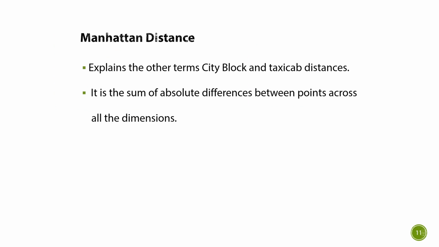Now, the next distance measure is Manhattan distance. It is the sum of absolute differences between the coordinates. It is also called rectilinear distance, city block distance, or taxicab distance. We use Manhattan distance if we need to calculate the distance between two data points on a grid-like path.